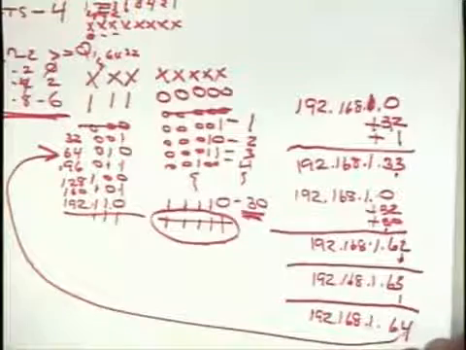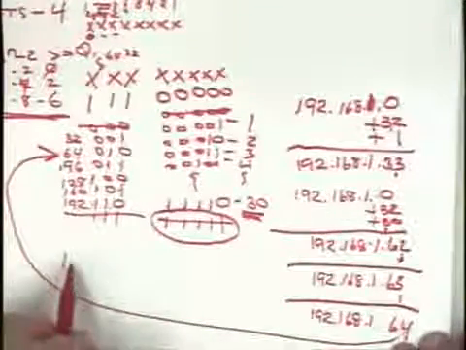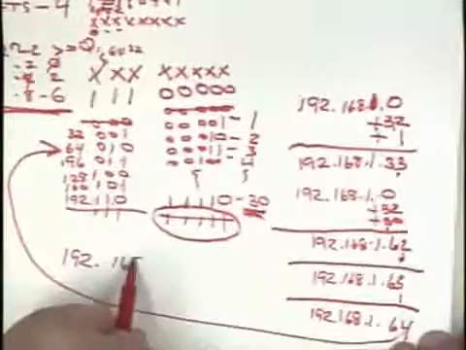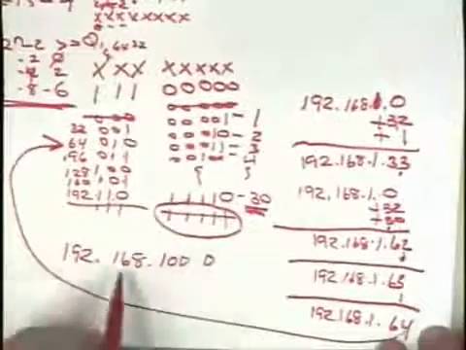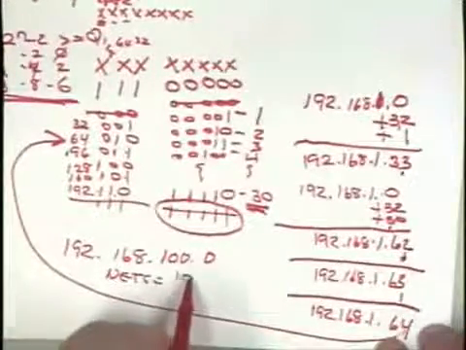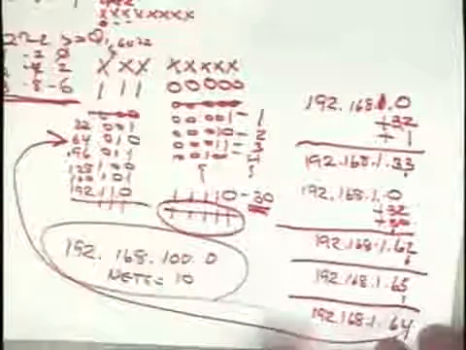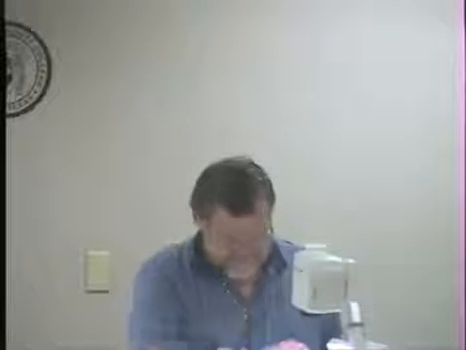Okay. So, it's your turn. Now you're going to take 192.168.100, and I need 10 networks. And go to it. You got 5 minutes.